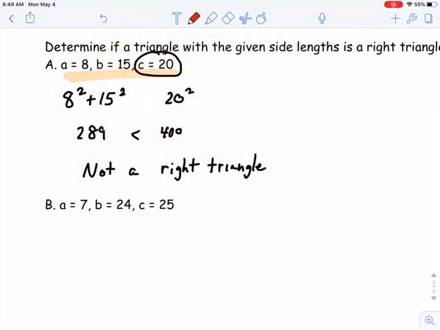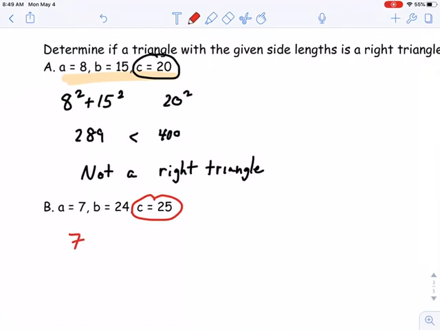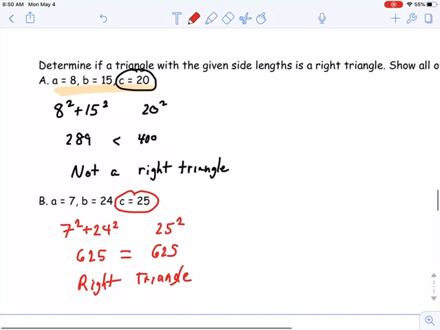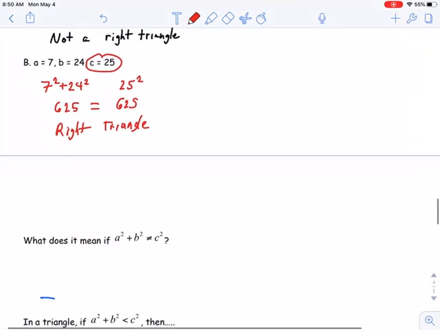Let's do this next one right here. The numbers are labeled, so we specifically know that one's c. Have 7 squared plus 24 squared. Let me compute that number. 625. Over here, I'm going to write 25 and square it. That is also 625. Those numbers are equal, so this is a right triangle. That's pretty cool, that you can just see side lengths. You don't even have to see the triangle itself, and you can tell if it's a right triangle or not.